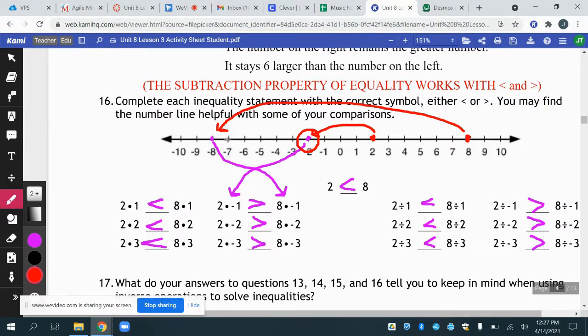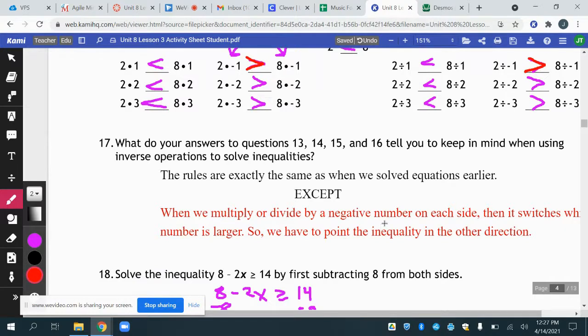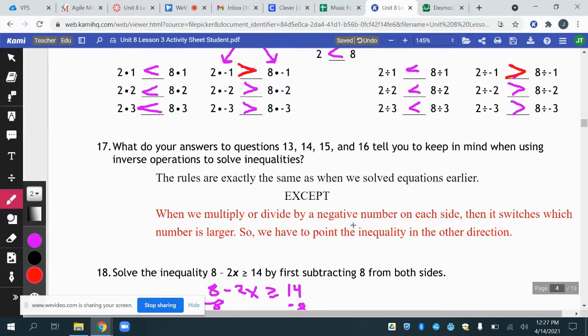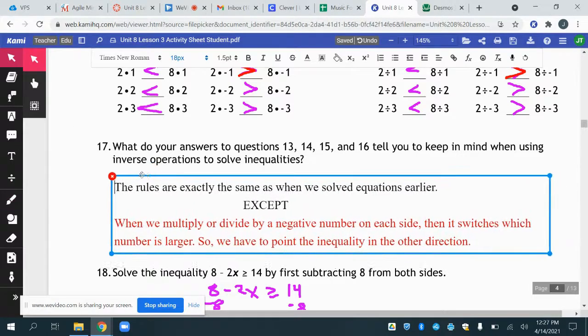But that's not the way we look at things on a number line. We look for the number further to the right. So 2 becomes negative 2, which is the larger number. This points the other way now. Okay, so you'll notice when I multiply or divide by a negative, the arrow points the other way. It switches which number is bigger. That's a very important thing. That's the one big rule that's different for inequalities. Everything else works the same way that equalities do.